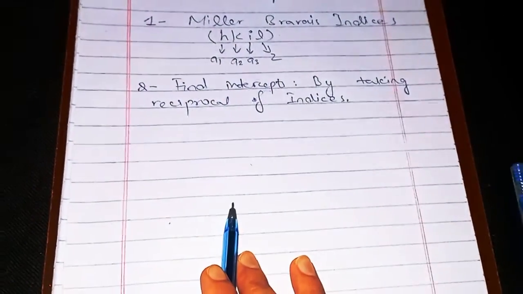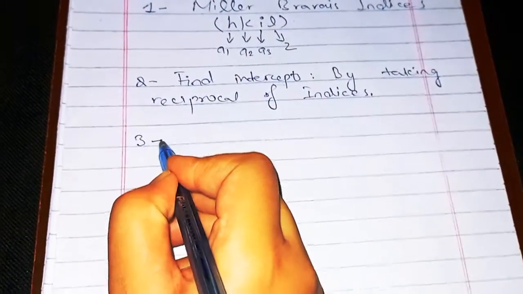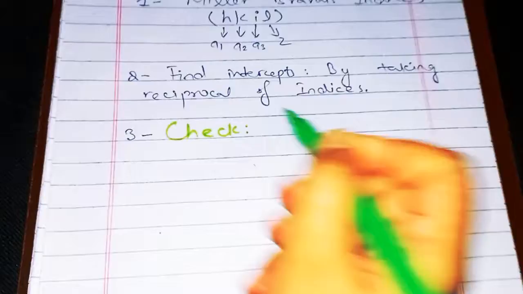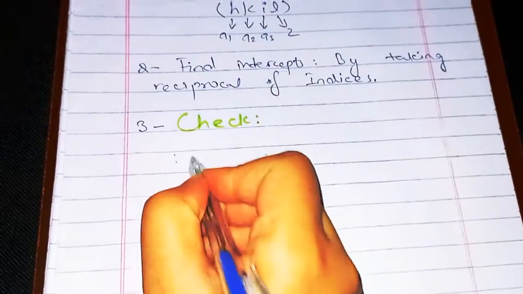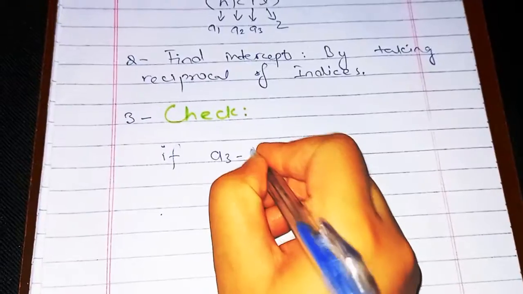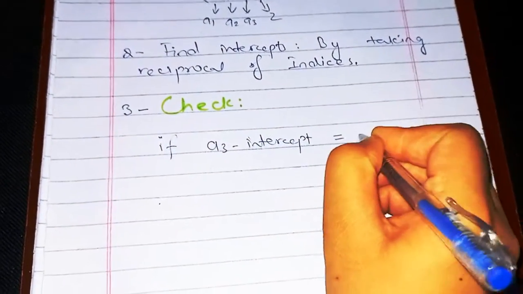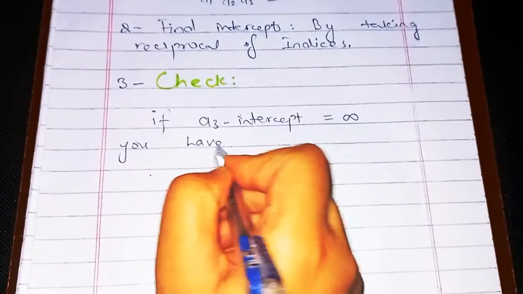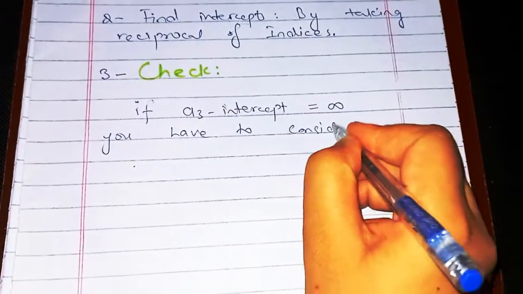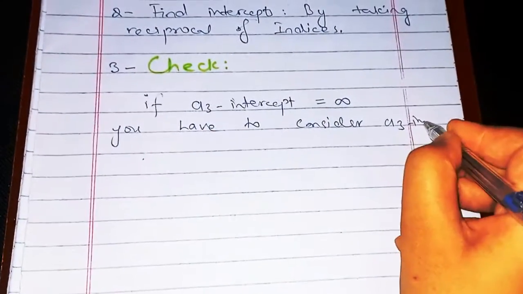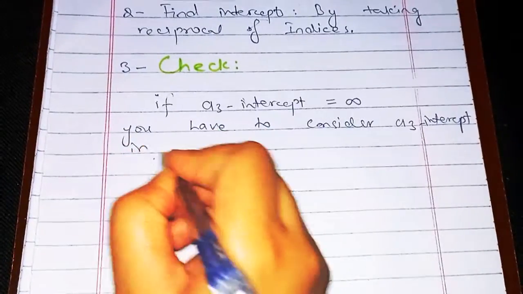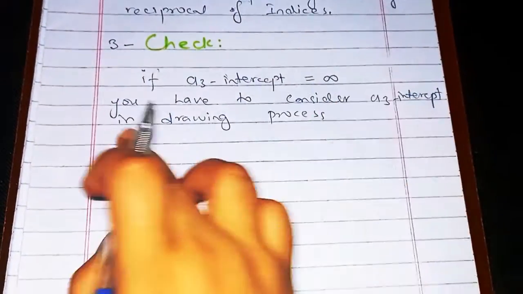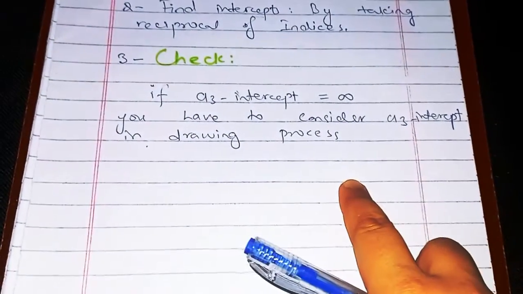And after finding out the reciprocals of the indices, what you have to do is to check. This is really important. Okay, this point is really important. Check if the A3 intercept is equal to infinity. If the A3 intercept is infinity, you have to consider the A3 intercept in the drawing process. Okay, if the A3 intercept is infinity, then you have to consider the A3 intercept in the drawing process.